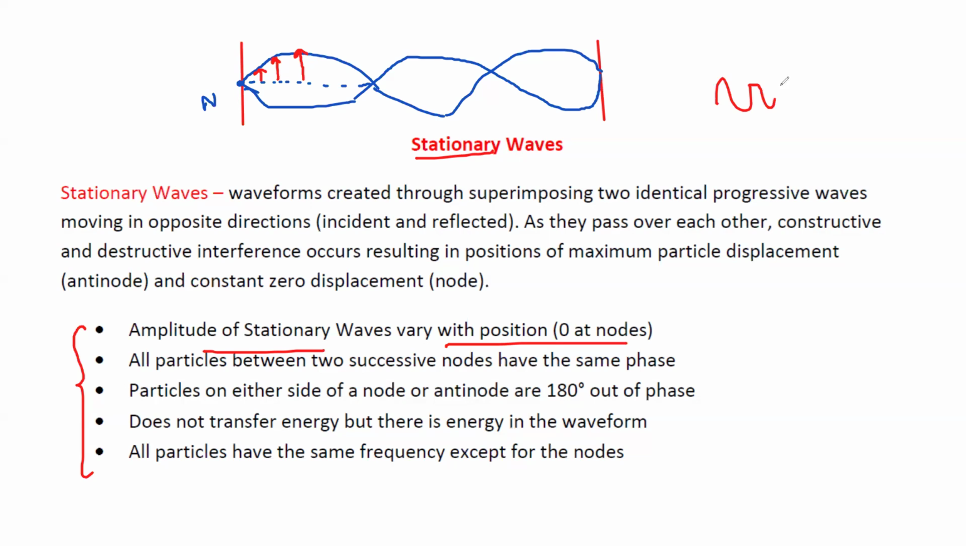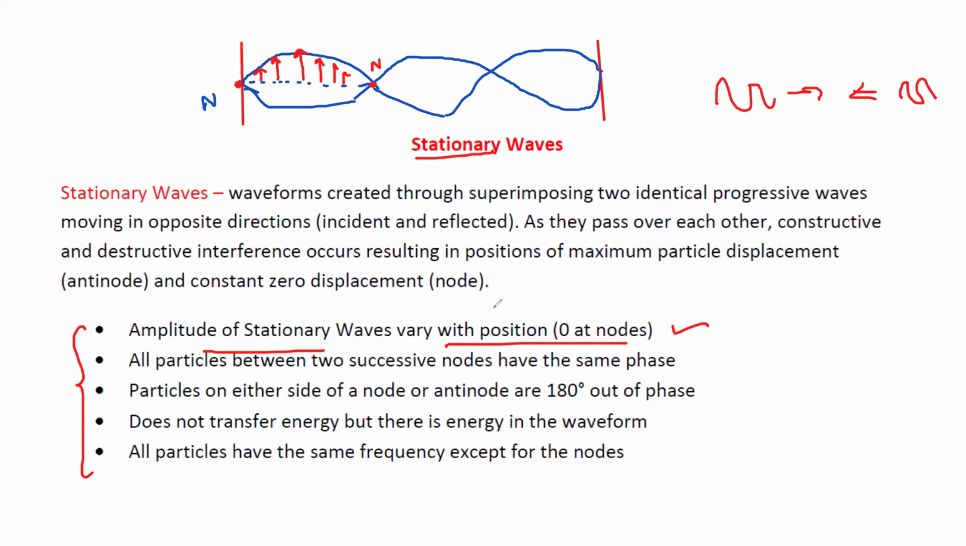Because the two waves moving in opposite directions give a pattern like this, we call that a stationary wave. At the node, the amplitude is zero. As you can see, the node is at the mean. As you move along, the amplitude increases and then decreases, and eventually the amplitude is zero again.